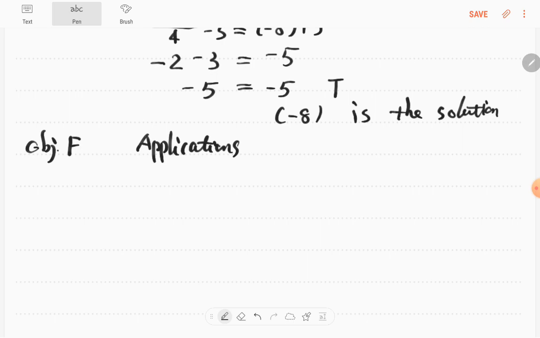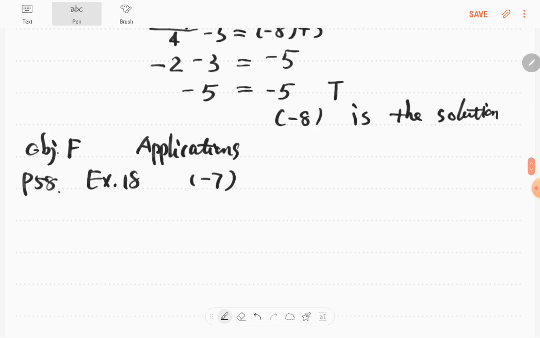Let's just check the example in your textbook. A professional golfer finishes 7 strokes under par for each of 3 days. So -7 for each of 3 days of a tournament. So -7. The example is on page 58. Okay, example 18.